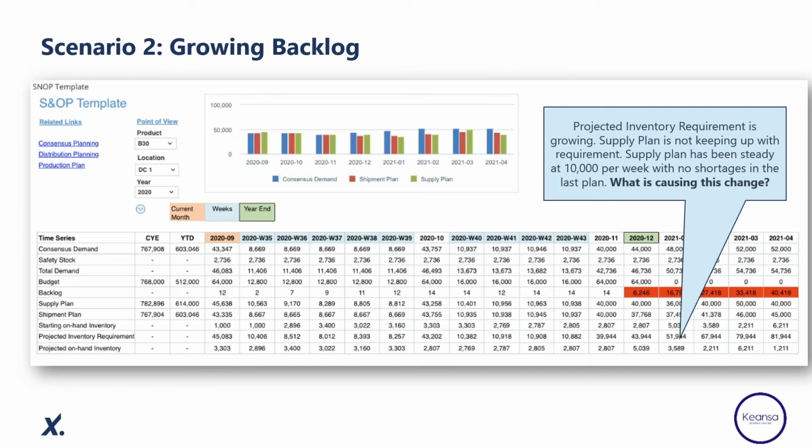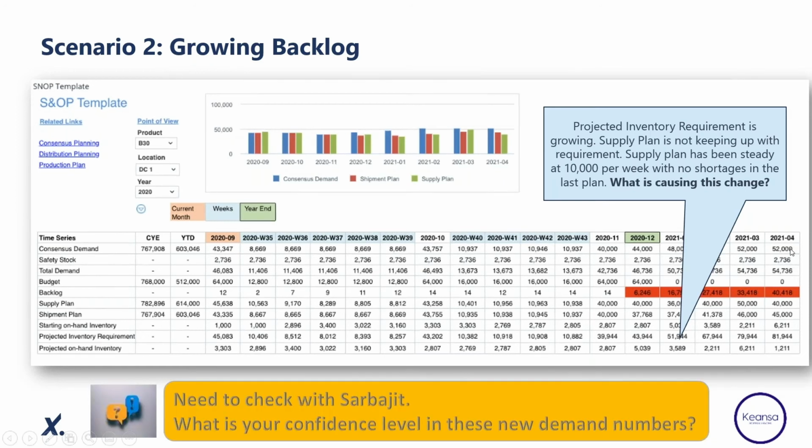The part in the equation that has changed is our demand number. Look at our demand number. It is much higher than what our plan was last month. And I know that because you should always have a copy of last month's plan so you can tell where the big changes have occurred and what is causing the problem. So let's check with Sarbajit to see why these numbers have gone up all of a sudden, and what is your confidence level, Sarbajit, on these numbers? Should we start changing our supply plan, or are these just kind of wish list numbers?